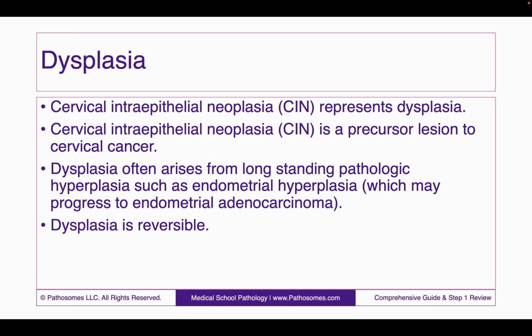Cervical intraepithelial neoplasia represents dysplasia. Cervical intraepithelial neoplasia is a precursor lesion to cervical cancer, for all those folks out there going into OB-GYN. Dysplasia often arises from long-standing pathologic hyperplasia, such as what? Such as endometrial hyperplasia, which may progress to endometrial adenocarcinoma.